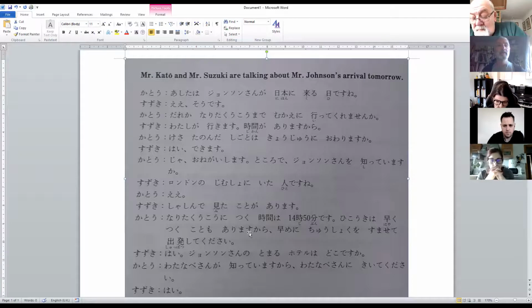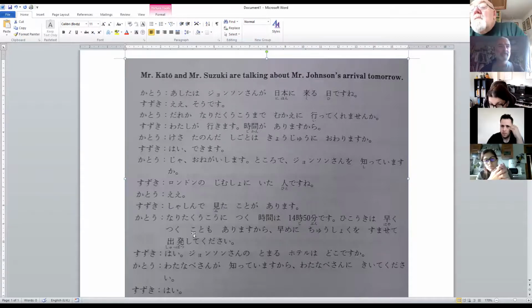Got it. So because the airplane arrives early. So hayaku tsuku koto, the arriving early, koto mo arimasu means there is a possibility that the plane will arrive, but there's a chance the plane might arrive early. So he says you have to be on time. Yeah, exactly. Hayame ni, you should be early.